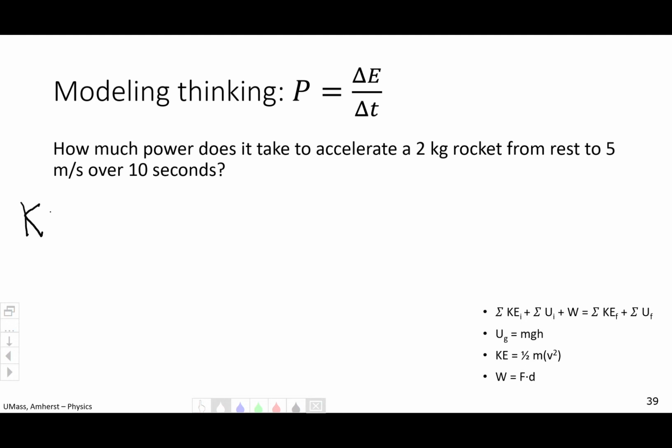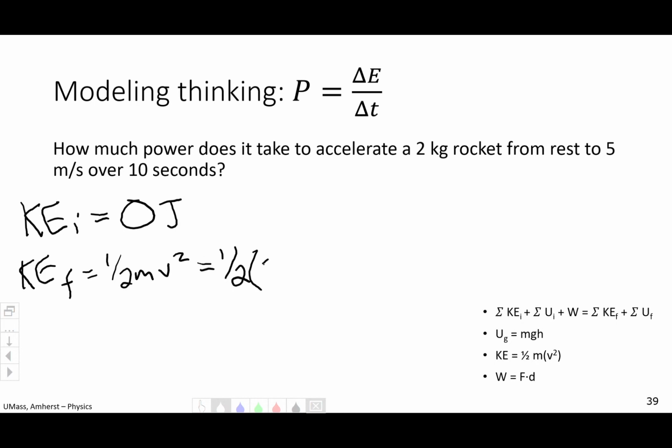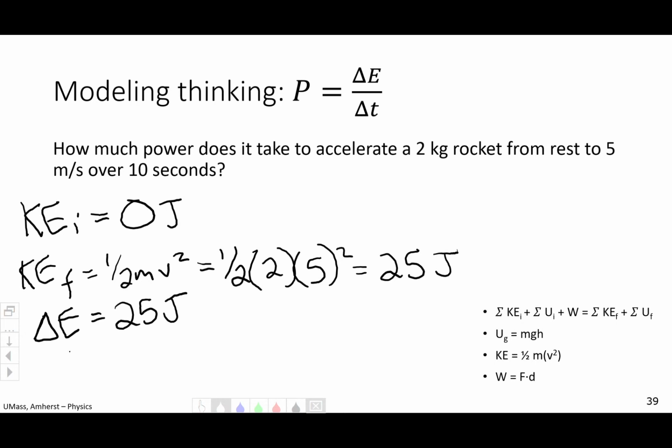So first of all, the kinetic energy initial, since it starts at rest, is going to be 0 joules. The kinetic energy final is going to be 1/2 mv squared, which is 1/2 times 2 times 5 squared, or 25 joules. So we're going from 0 to 25, meaning delta E is 25 joules over a time of 10 seconds, giving us 2.5 watts of power.